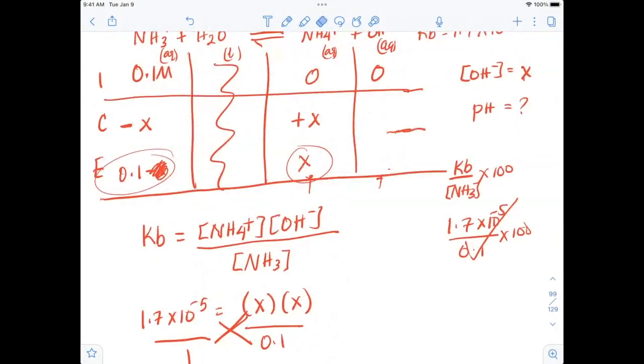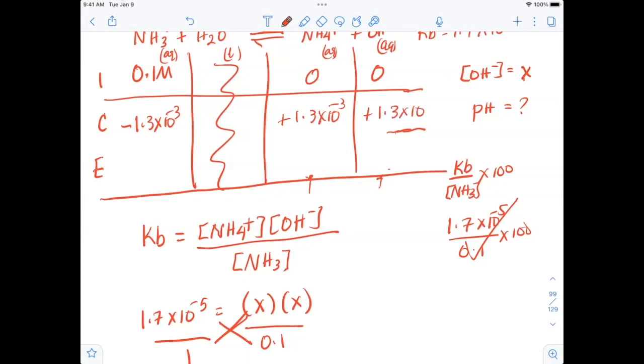I have to plug this back in here. Oh, come on. I erased that. That's okay. Minus 1.3 times 10 to the negative 3, plus 1.3 times 10 to the negative 3, plus 1.3 times 10 to the negative 3. I know this is so exciting. One more.